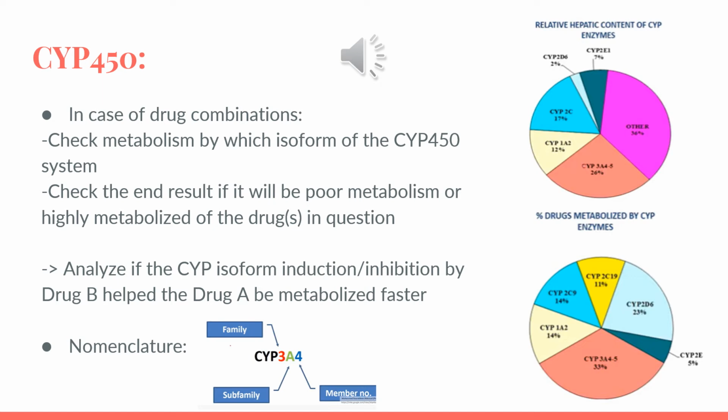And we have to check if drug A is metabolized by CYP1 and drug B as well is metabolized by CYP1. We have to check if we can take these two drugs at the same time or not, because maybe drug A can actually inhibit CYP1. If drug A inhibits CYP1, then drug B can no longer be metabolized by CYP1. If it can no longer be metabolized by CYP1, then it will accumulate in the body, yielding toxicity and side effects.